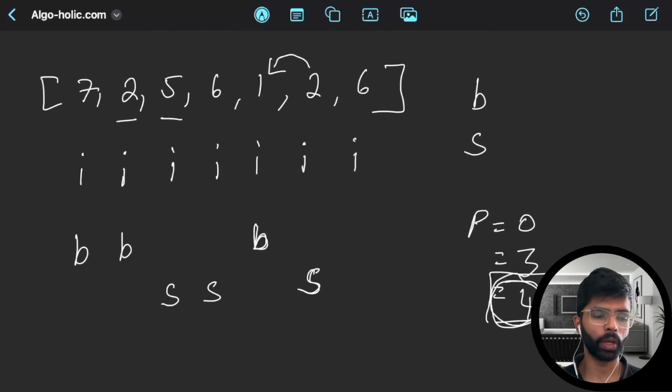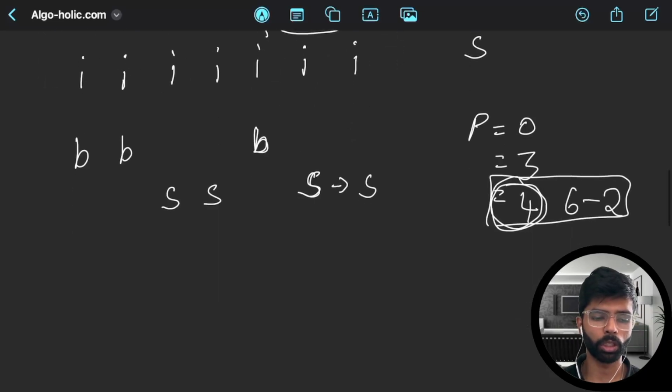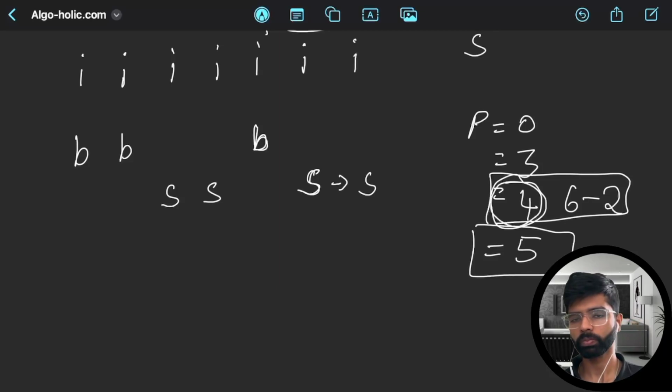The last case, where I is pointing at 6. Now, since the value of I is more than the S value, which is 2 currently, we move S as well. Now, what is the profit that we get? We are looking at 6 minus 1, which is a profit of 5, which is the best case for us.